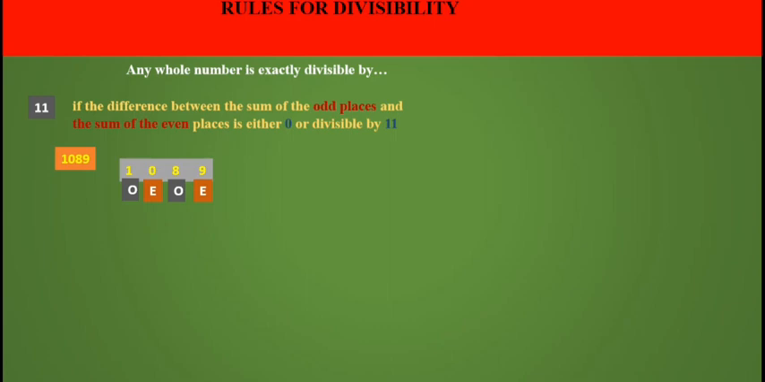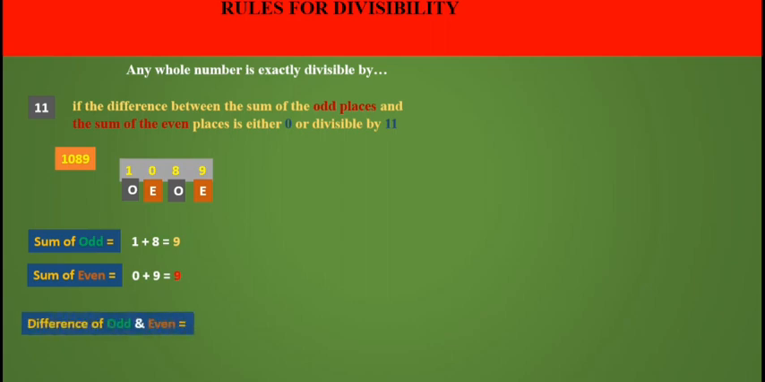So let's take the sum of the odd places. The sum of the odd places is 1 plus 8, that is equal to 9. The sum of the even places is 0 plus 9, which is equal to 9. So let's take the difference of odd and even. So taking the difference, we get 9 minus 9, which is equal to 0. So since the difference is equal to 0, we say that 1089 is divisible by 11.